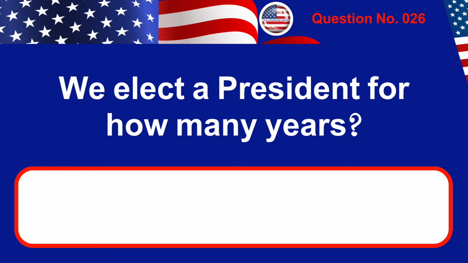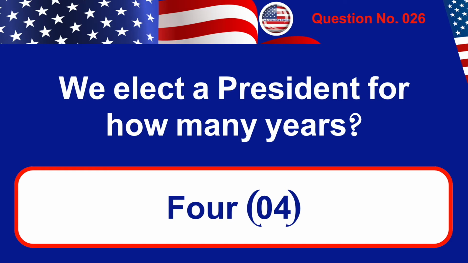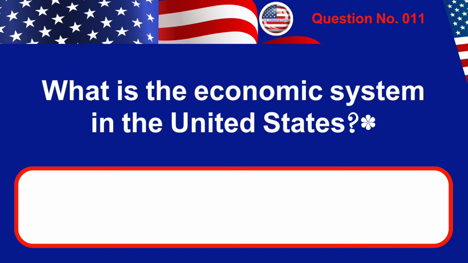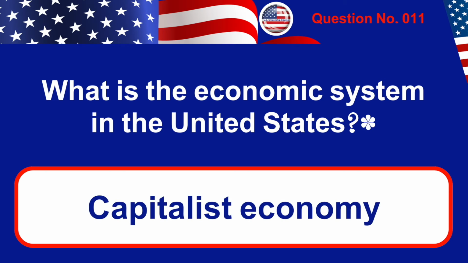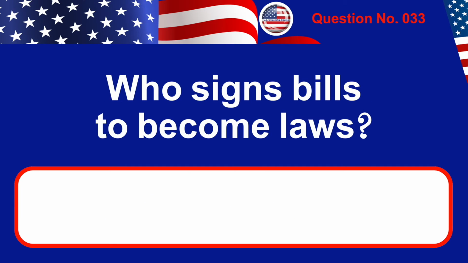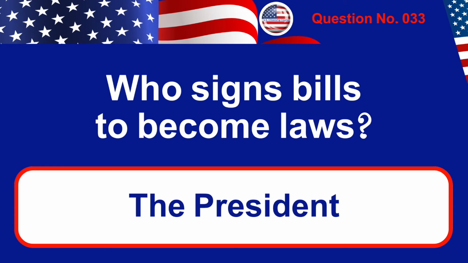We elect a president for how many years? 4. What is the economic system in the United States? Capitalist economy. Who signs bills to become laws? The President.